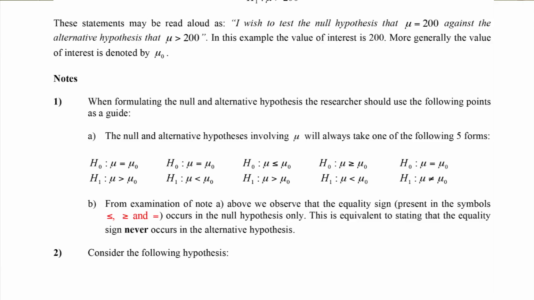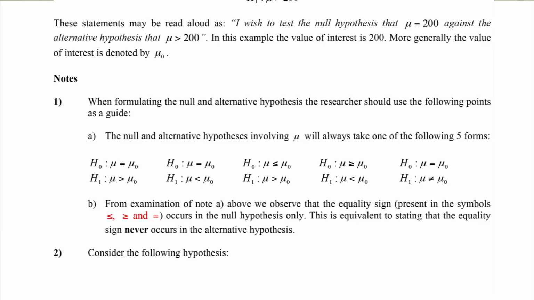Now remember, the alternative hypothesis is denoted by H1. No equal, no equal, no equal, no equal. Oh yeah, I get you. By the way, that's a no equal because it's not equal to. Just to summarize that again, the equal sign will always occur in the H naught. The equal sign will never occur in the H1. All right, let's go to point number 2.